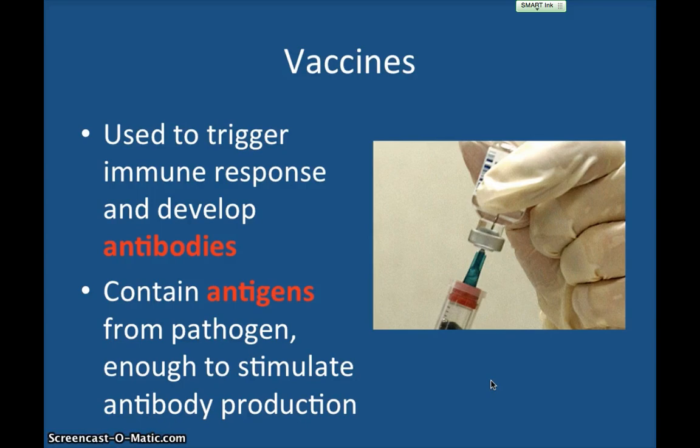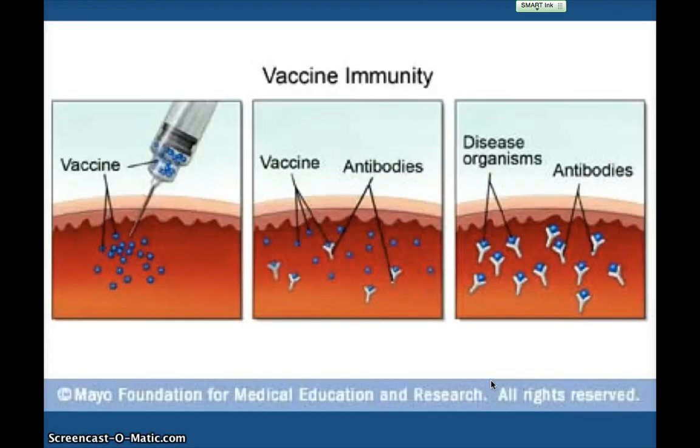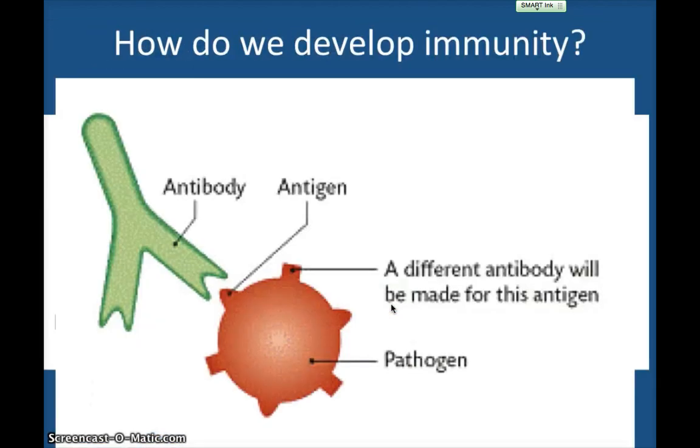So vaccines are used to trigger the immune response and basically develop antibodies. Anytime a vaccine is given to a person, the body's response will be to start making antibodies as soon as possible. So remember, a vaccine contains antigens from that pathogen or a weakened version of the pathogen, but regardless, the body's responding to the antigen. Remember, that's just the protein on the surface right here of the actual pathogen.